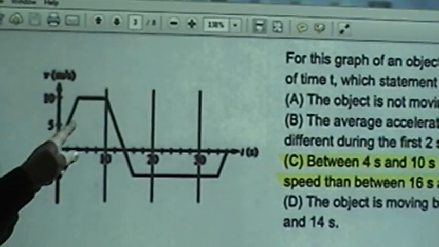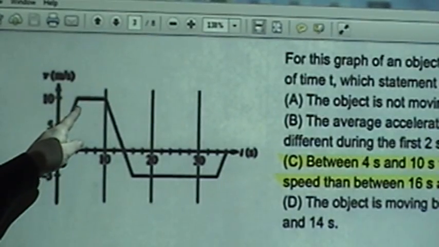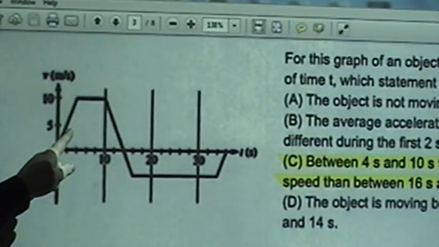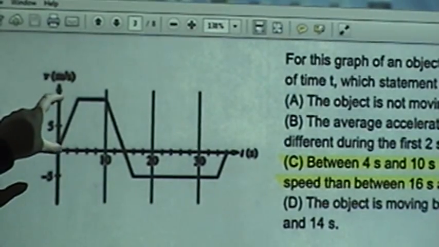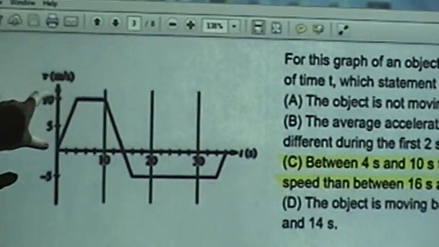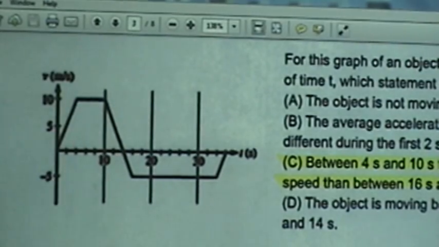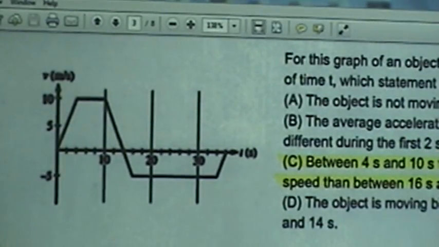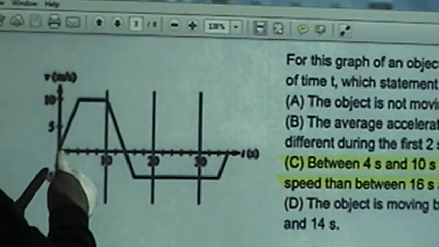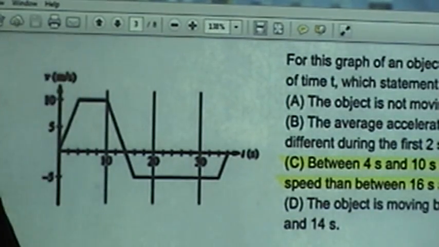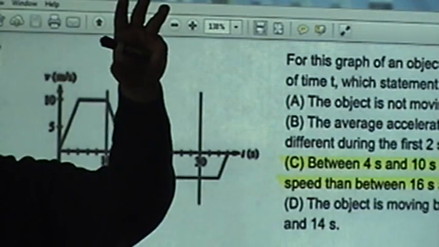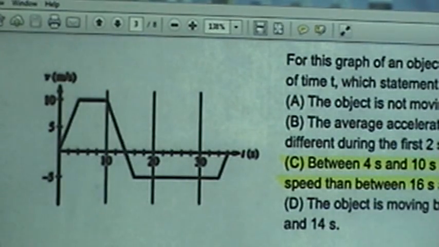What do you get when you find the slope? The acceleration. This is the change of velocity over the change of time. The rise over run. Acceleration is change of velocity over change of time. That's the rise over run. If you go from 0 to 10 meters per second in 4 seconds, what's your acceleration if you change 10 meters per second over 4 seconds? 2.5 meters per second squared, right?